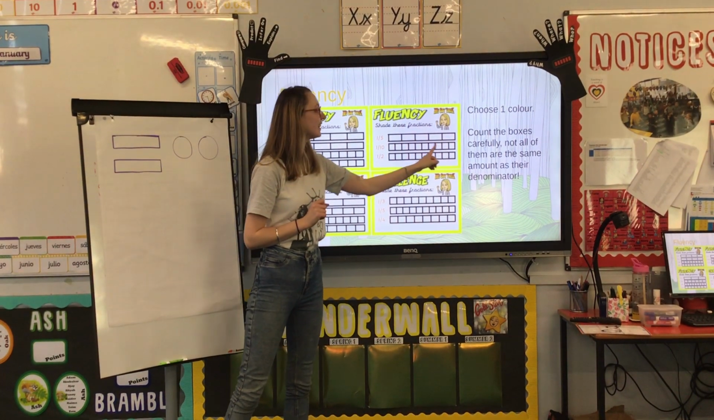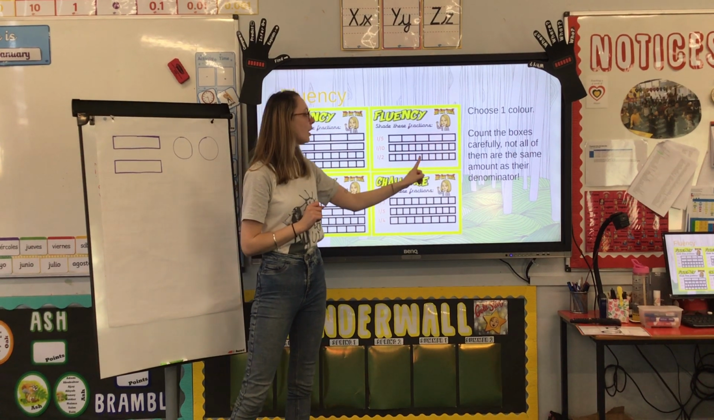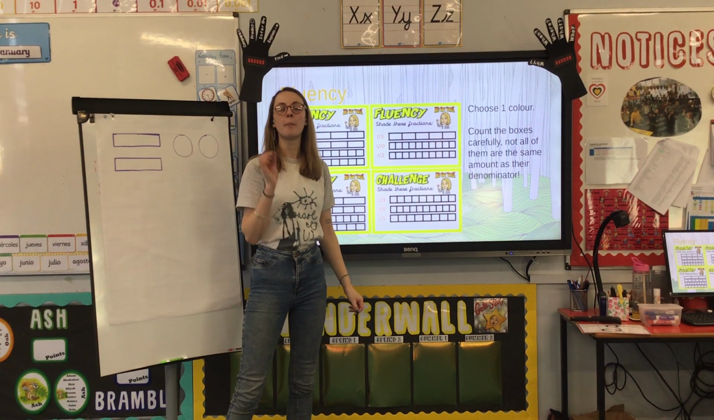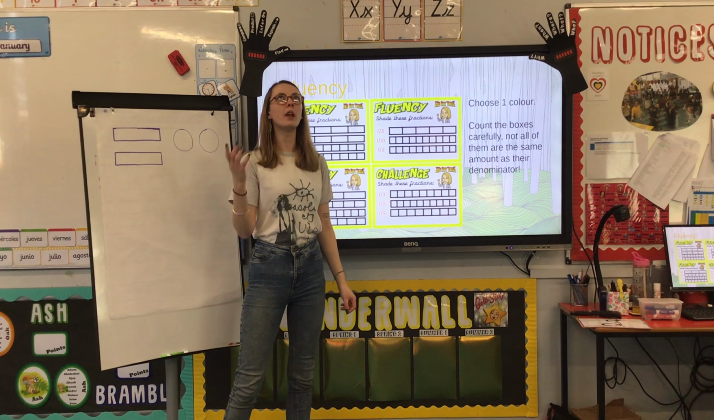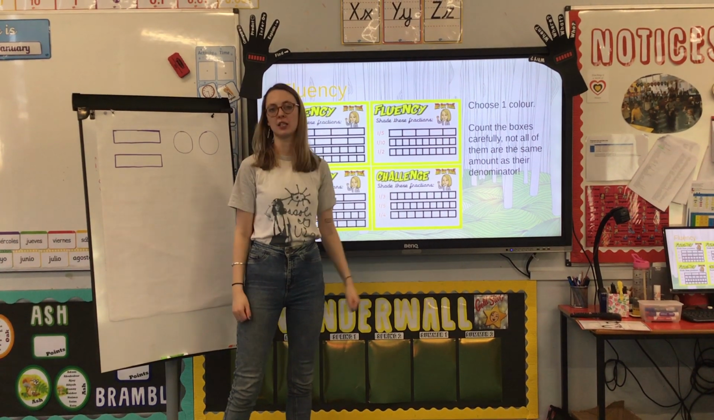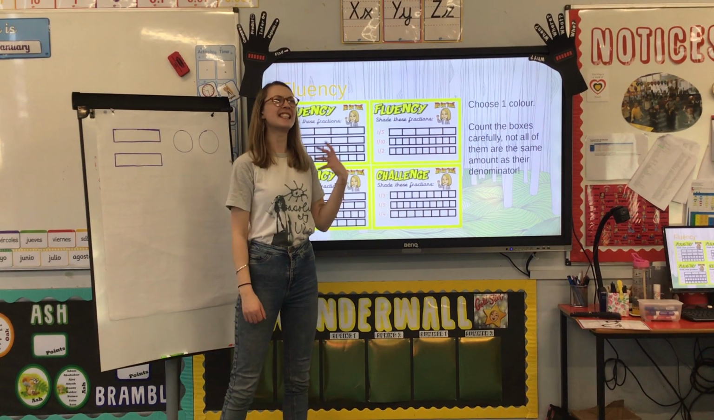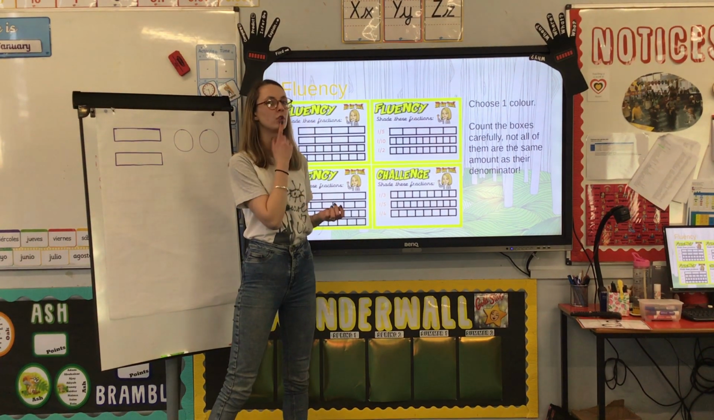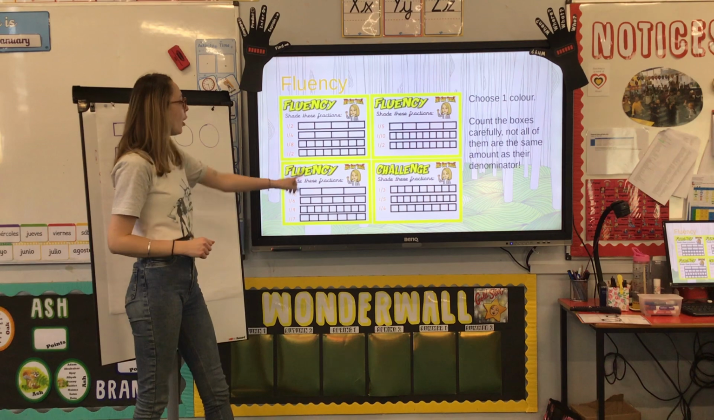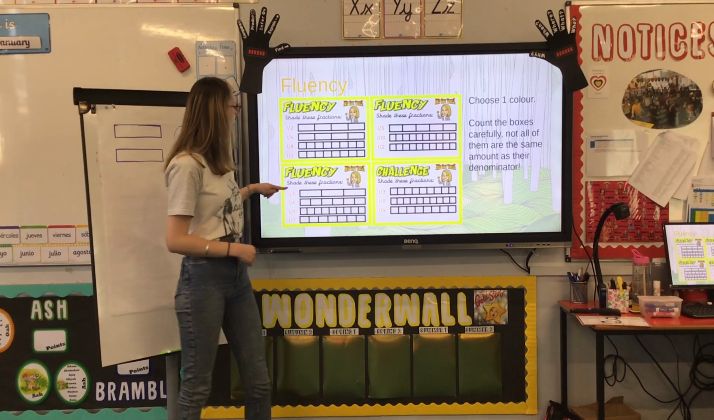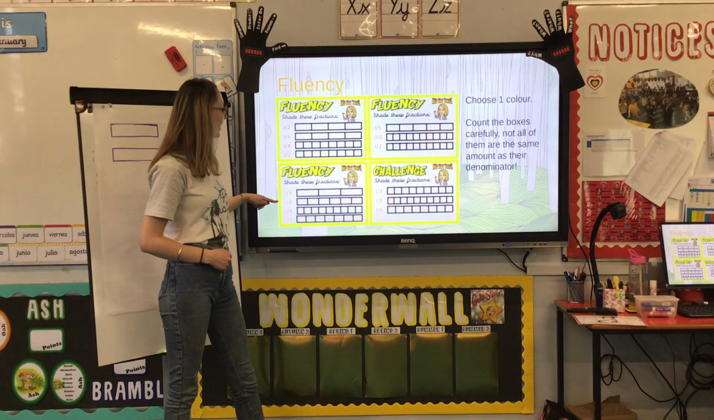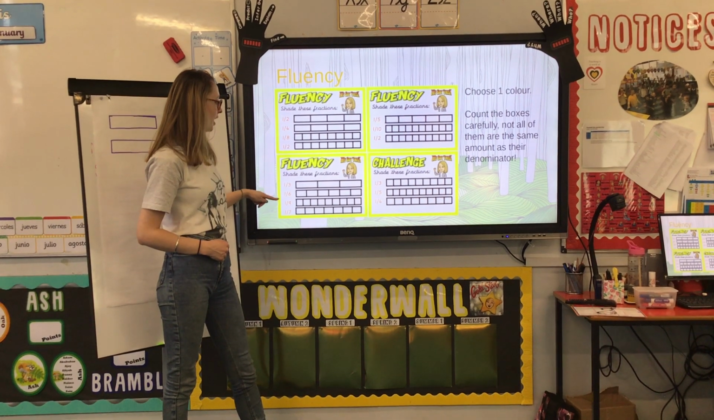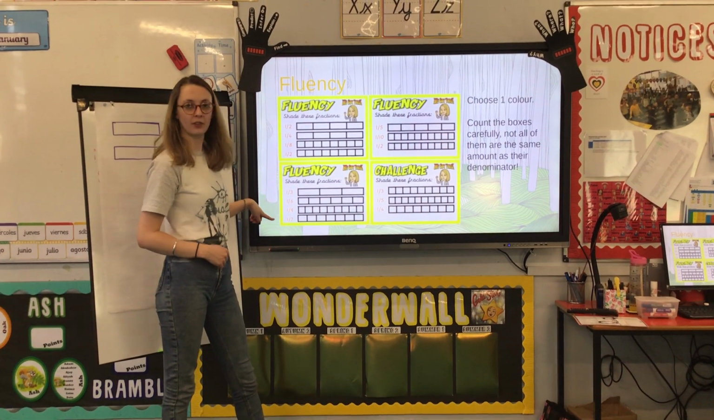We've got 1/10, but then we've got 1/2 here that also has 10 boxes. So what is 1/2 of 10? How many boxes would I need to colour in for it to still be a unit fraction that is 1/2? Tricky, don't get caught out on that one. We've got this one down here, which is 1/3, 1/6, 1/9, and 1/7.